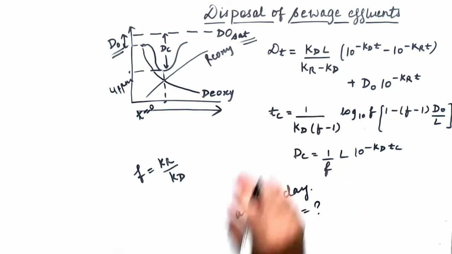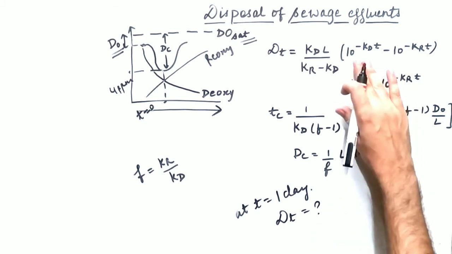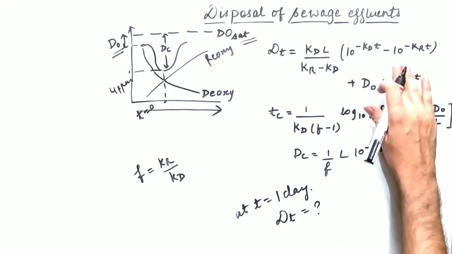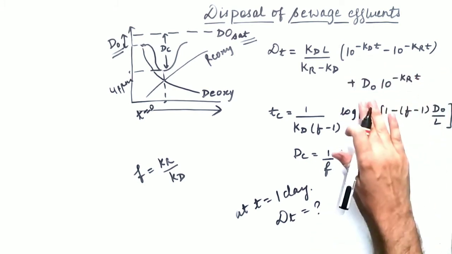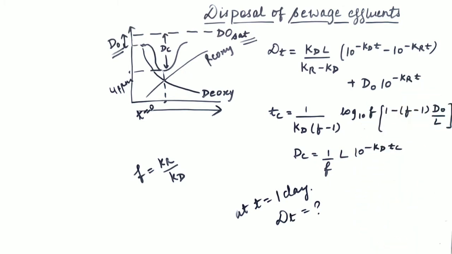Okay, you can calculate Dt from this formula: Kd into L divided by Kr minus Kd, into 10 to the power minus Kd t minus 10 to the power minus Kr t, plus D naught 10 to the power minus Kr t. I will explain everything with the help of a numerical. Just for the time being, understand these terms.